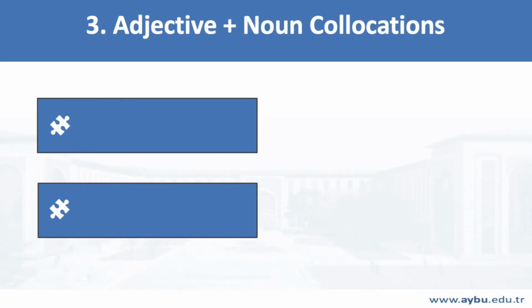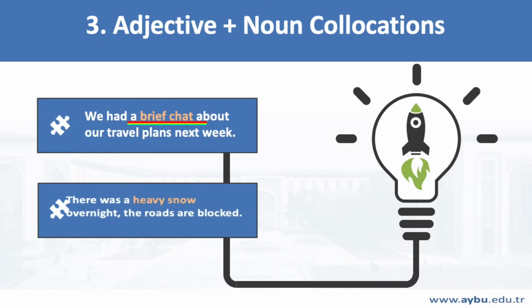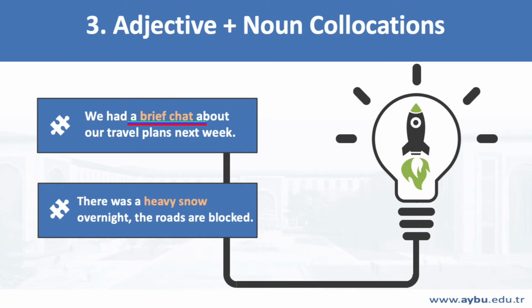To form collocations, we can use an adjective followed by a noun. As in the first example, we had a brief chat about our travel plans next week. Or, there was a heavy snow overnight, the roads are blocked. These kinds of collocations are made by using an adjective with a noun.